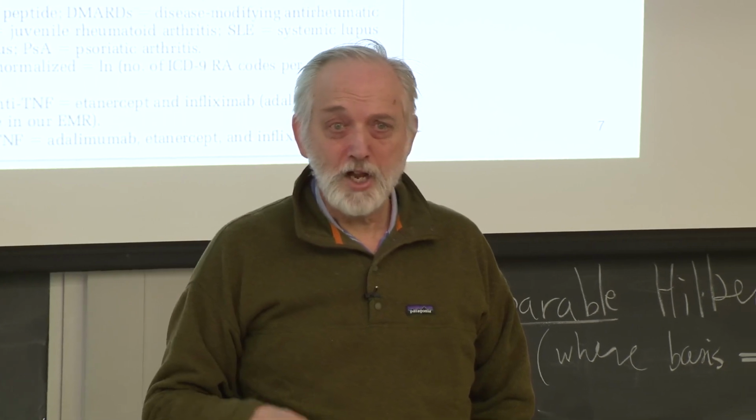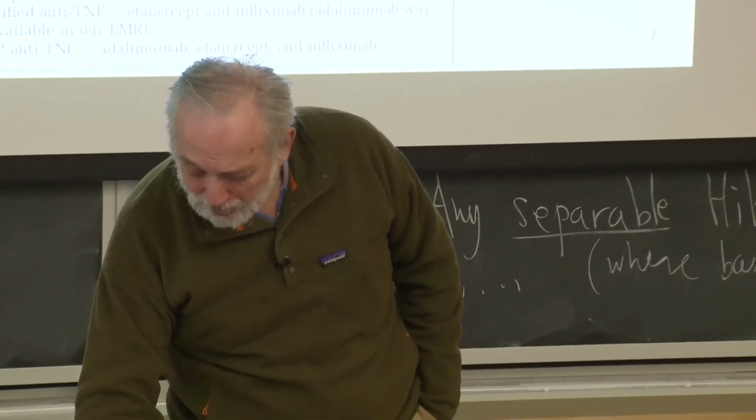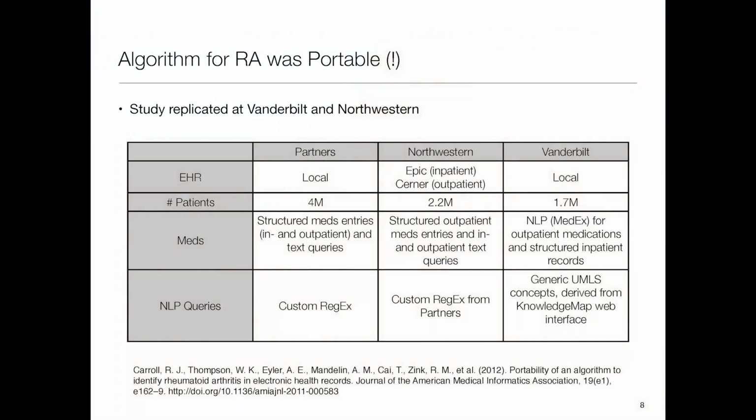All right. So here's an interesting thing. This group, I was not involved in this particular project, said, well, could we replicate this study at Vanderbilt and at Northwestern University? So we have colleagues in those places. They also have electronic medical record systems. They also are interested in identifying people with rheumatoid arthritis. And so Partners had about 4 million patients. Northwestern had 2.2. Vanderbilt had 1.7.